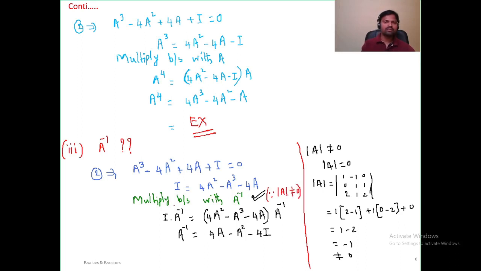Then you have to do this step. Okay, fine. So A inverse is this. Then substitute back all the matrices, 4 into that and all those things. So this is equivalent to 4 times matrix A first.